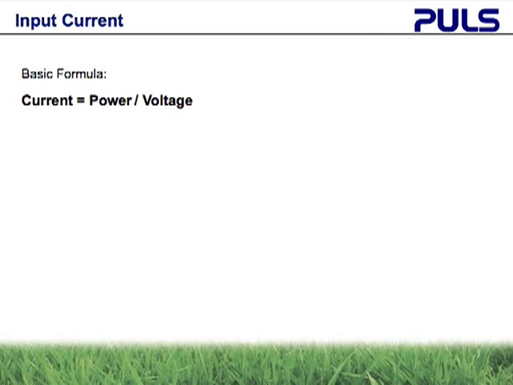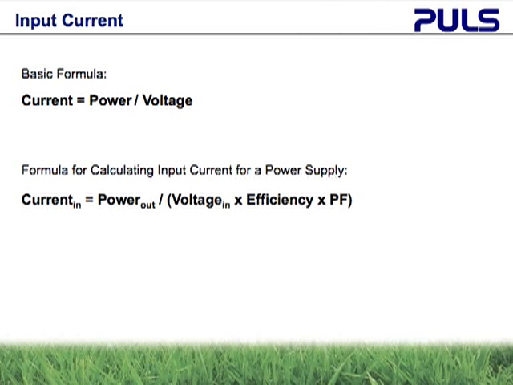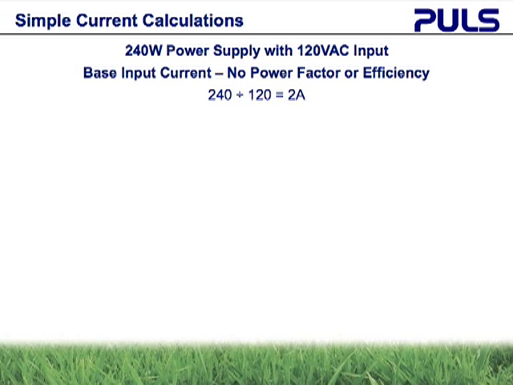The formula for calculating the input current of a power supply is as follows. You would take the output power of the device and divide it by the product of the input voltage times the efficiency of the supply times the power factor. The next slide will show some simple current calculations with various parameters for 240 watt supplies.